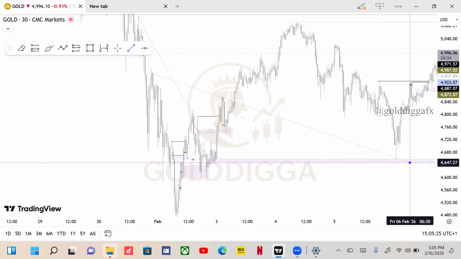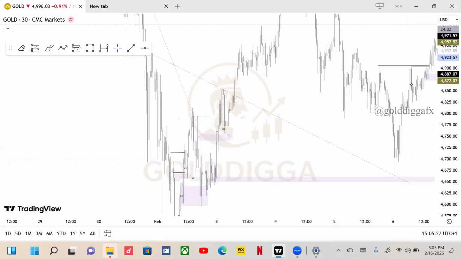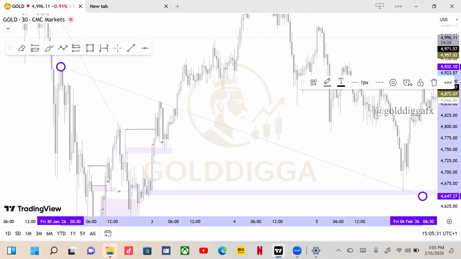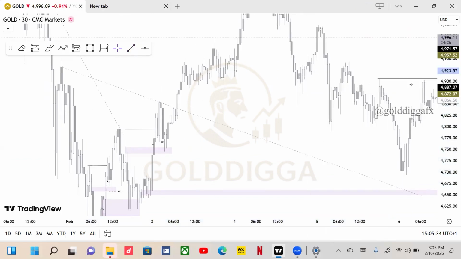Yeah, on the 30 minutes it is clear. You can see this trend line on the 30 minutes. Very clear break and retest trend line. Let me show you.